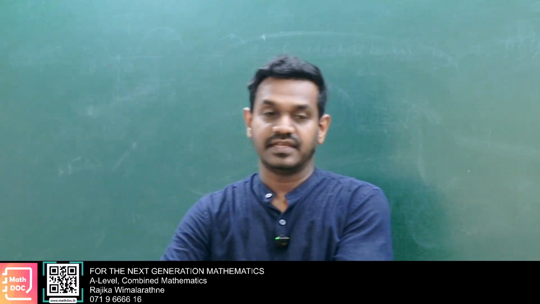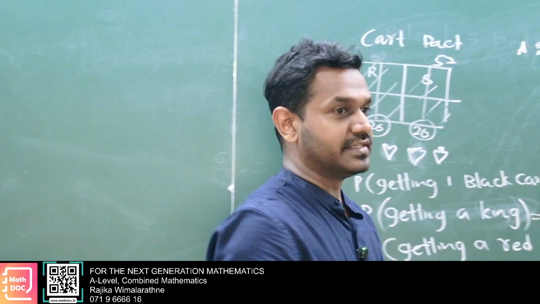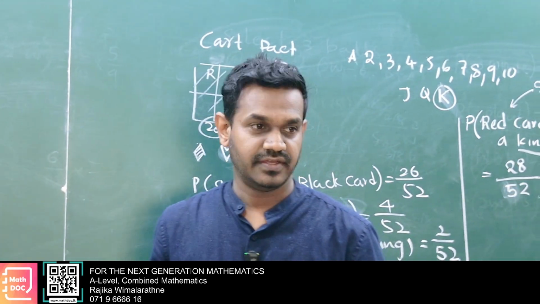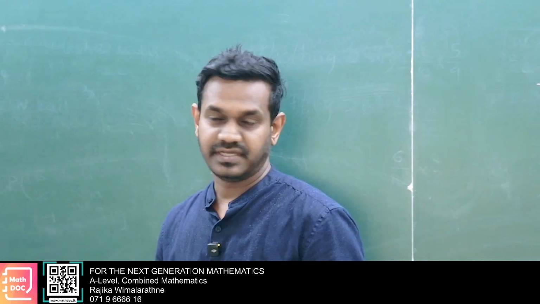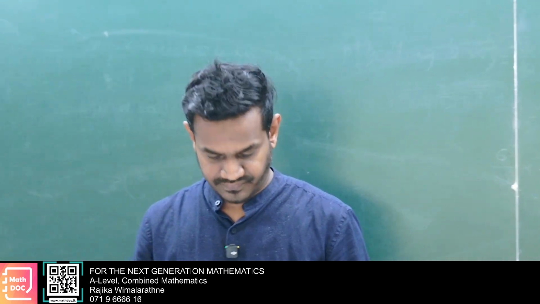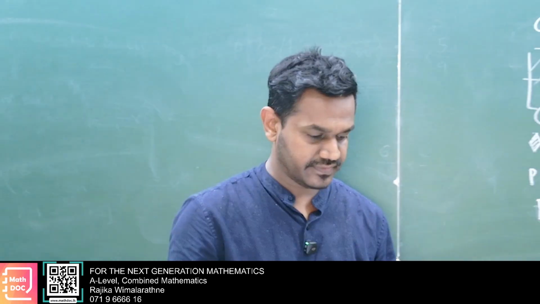Now see this one. This is the classical definition of probability. That is a very simple definition, but this is not always possible. Go to page number 5 now.